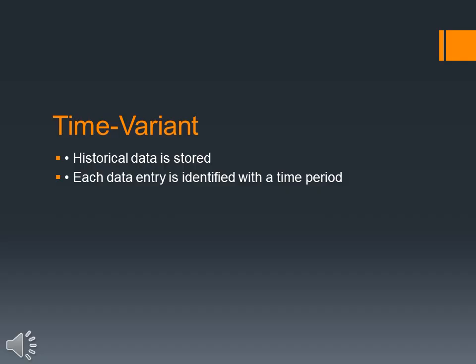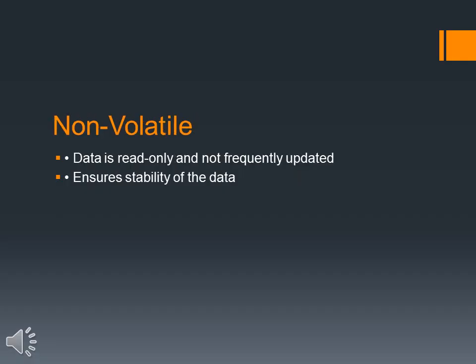Time-variant: a data warehouse stores historical data, allowing organizations to track changes and trends over time. Every record is timestamped to facilitate time-based analysis. Non-volatile: once data enters the warehouse, it isn't frequently updated or deleted. This non-volatility ensures data remains stable, making it reliable for long-term analysis.